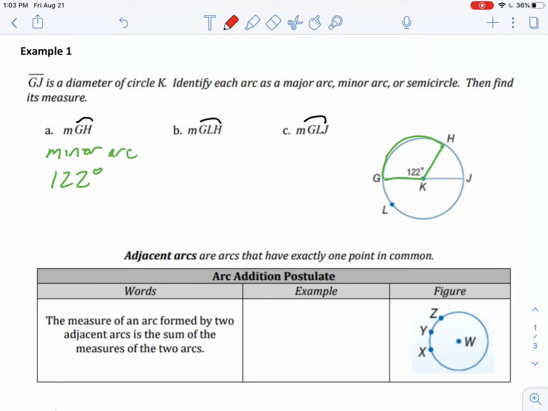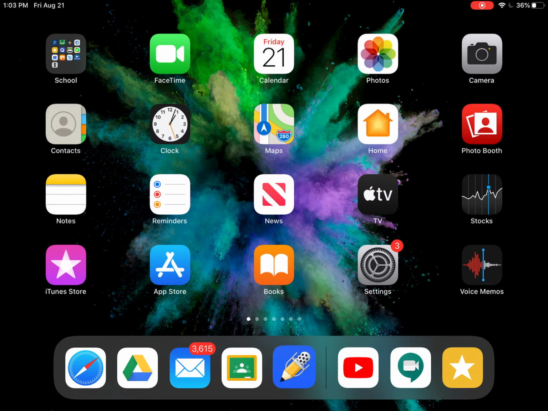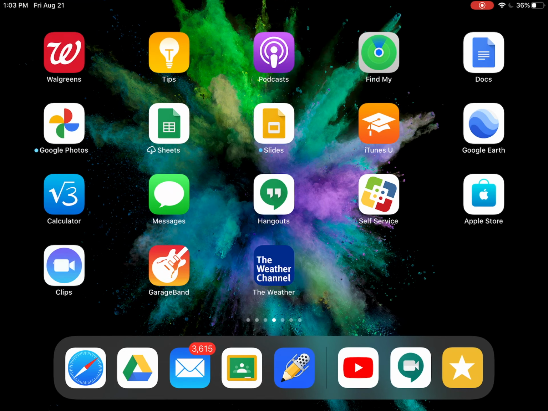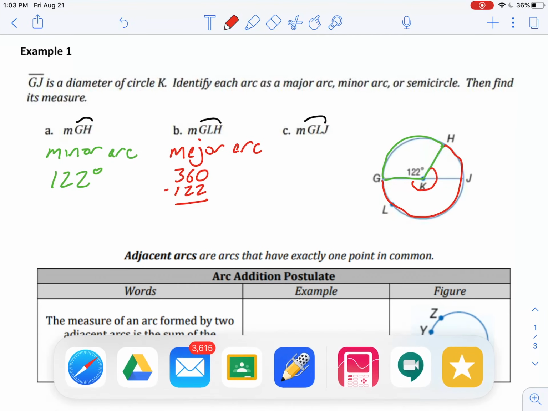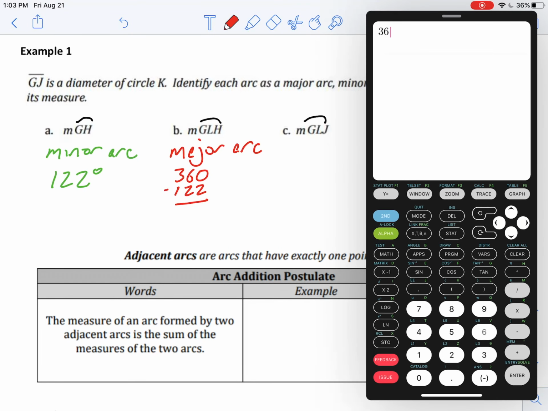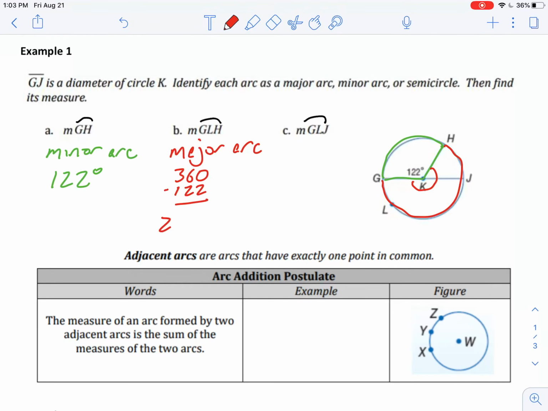Next, let's go red. Arc GLH. Now hopefully just from the three letters you can see that this is a major arc because it's more than half a circle. And I can figure this out since this angle is 122 degrees and this is basically the rest of it. It's just 360 minus 122, which is 238.